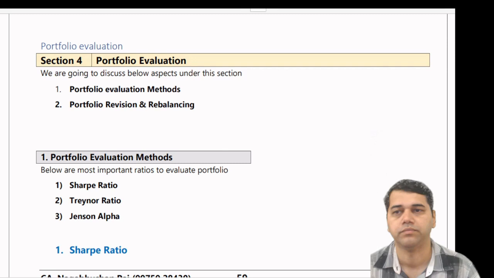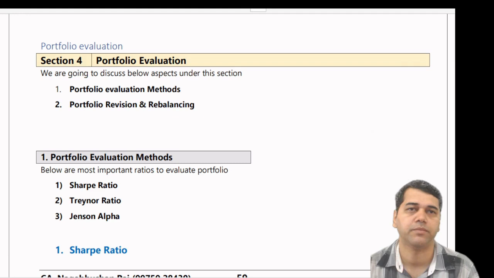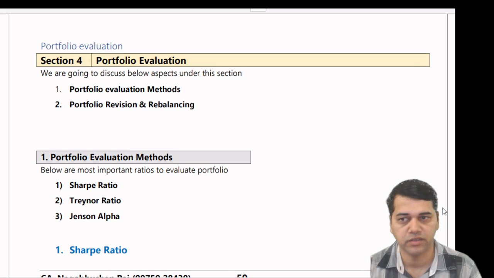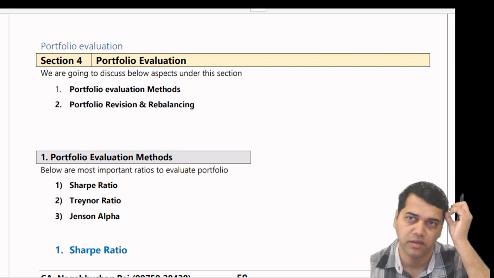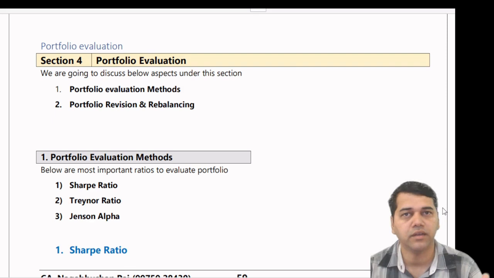So we will move on to the last aspect of the portfolio management chapter, which is portfolio evaluation. What we are going to discuss here is portfolio evaluation methods. How many techniques are available, and what is portfolio revision and rebalancing? Because by now we have understood how to, first of all, value a security. If I want to buy it, then what is the return I can expect from them?